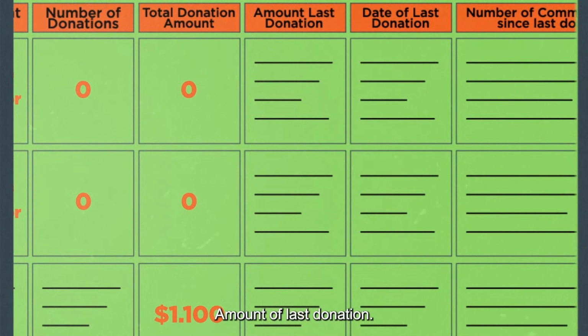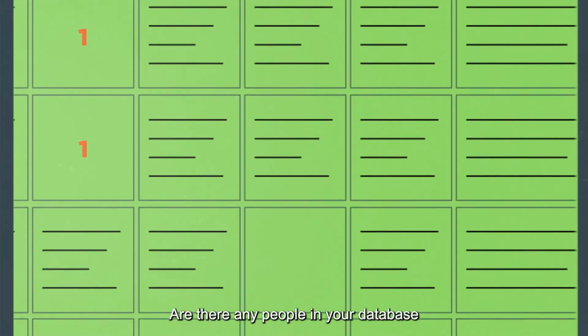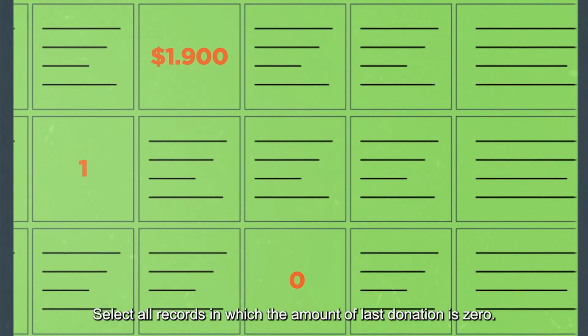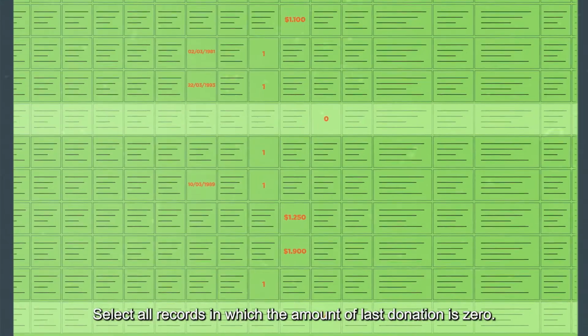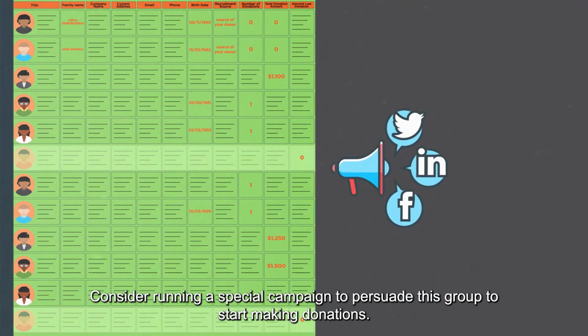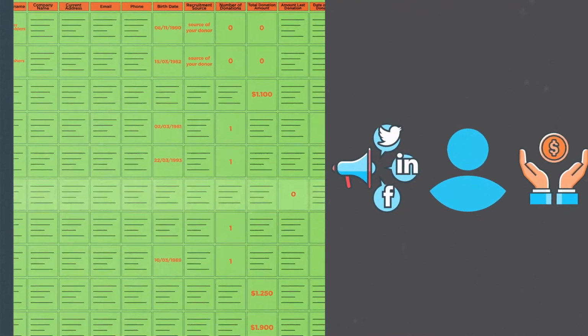Amount of last donation. Are there any people in your database who have not yet made a donation? Select all records in which the amount of last donation is 0. Consider running a special campaign to persuade this group to start making donations.